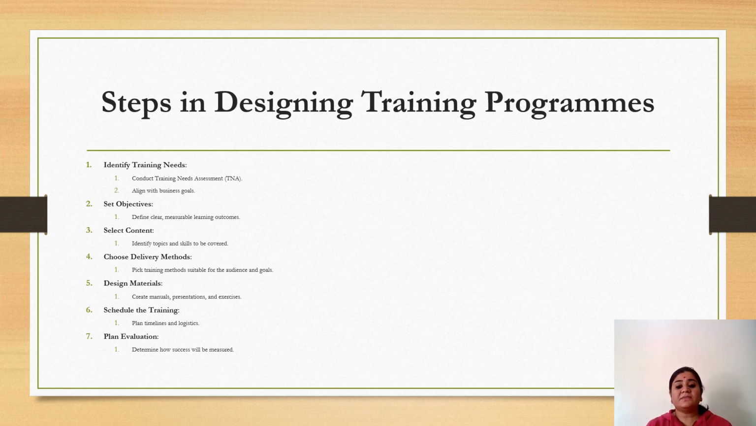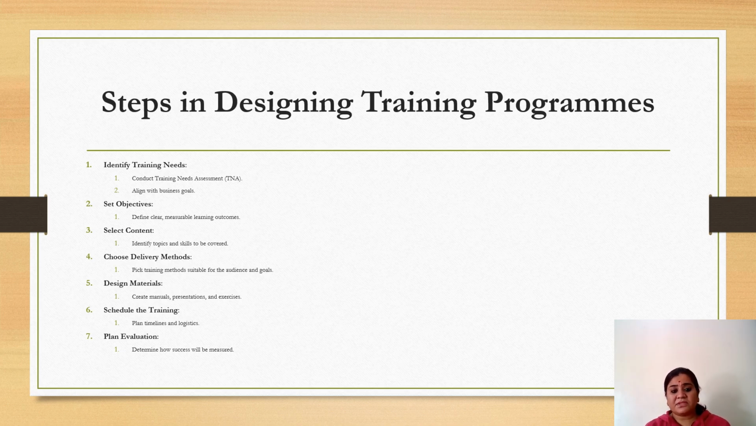In this there are some steps. In this we will learn that training program have some steps. Okay, so first is how to identify training need. In this we can conduct a training need assessment to identify gap in knowledge, skills or performance, align these needs with business goal to ensure training efforts support strategic objective.